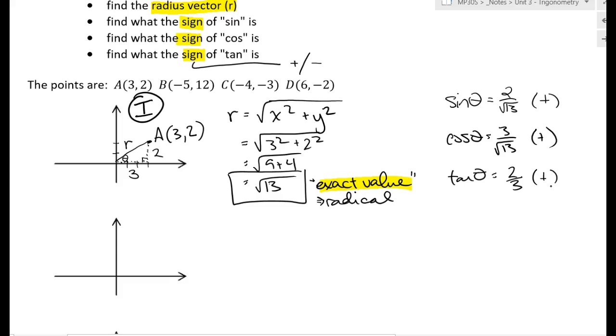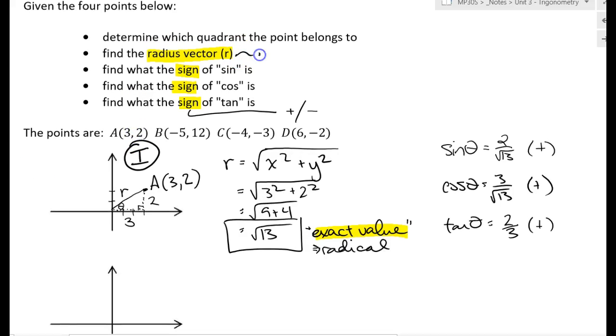So we've got, it's in quadrant 1. We've got my r value, and so I can determine my signs. Now remember from our last lesson that r is always positive. So if you need to remind yourself of that.